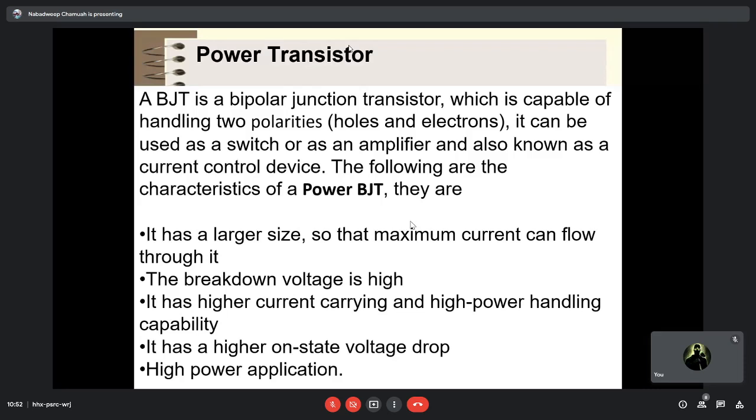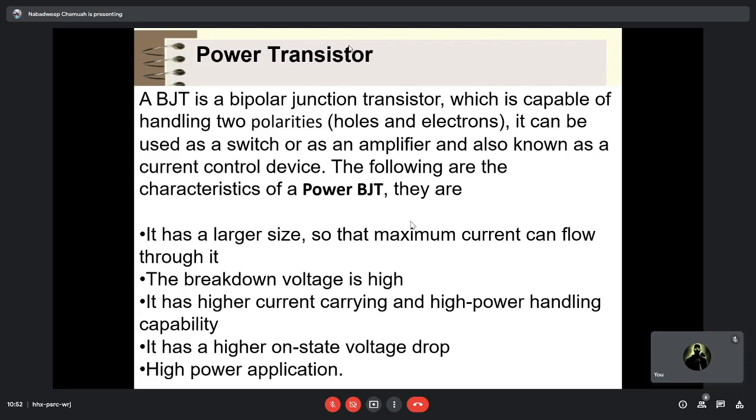And capable of handling two polarities. Basically, BJT means bipolar junction transistor. Why is it called bipolar? It has two charge carriers. Two charge carriers, holes and electrons, are responsible for conduction of current through the transistor. So it is called bipolar, right? It can be used as a switch or as an amplifier, and is also known as a current control device. BJTs are basically current control devices.